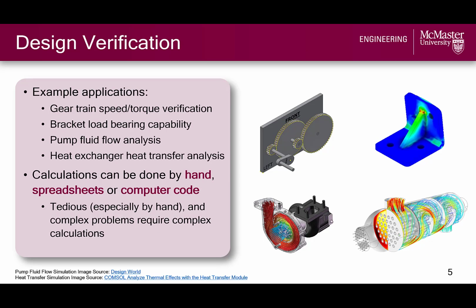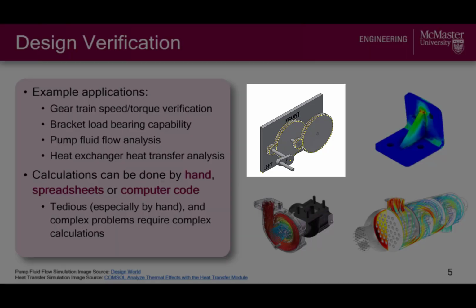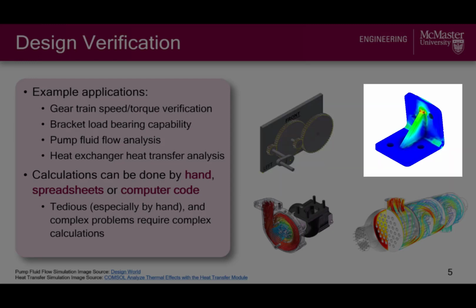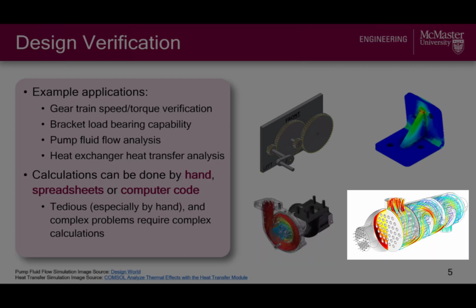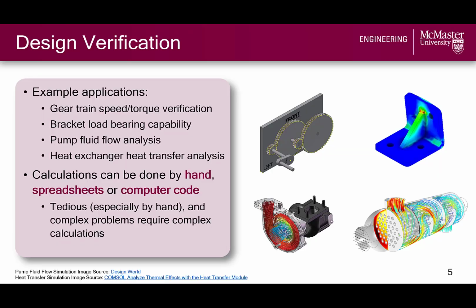For example, how do we ensure that a gear train design meets output speed and torque requirements? Or how do we verify that our L bracket, way back from the first video, meets the new load-bearing requirements? What about verifying if pump flow characteristics meet design requirements, or ensuring that appropriate heat transfer occurs in a shell and tube heat exchanger? These are all examples of additional aspects of engineering design that require verification. So how might we accomplish this?